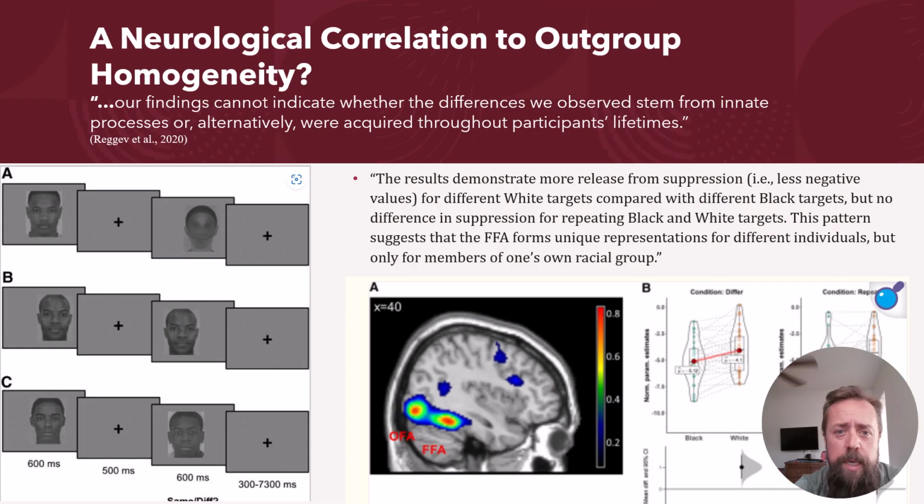In 2020, Rejev's team looked at fMRI images while testing participants' response times in differentiating racial faces. Looking at the fusiform face area, they found it's easier to differentiate faces from racial in-groups. Because this experiment used only white participants, it's difficult to say if this outcome is learned or innate behavior.